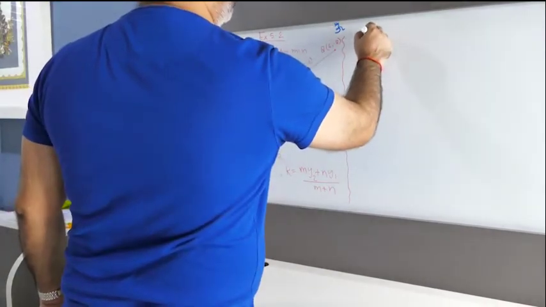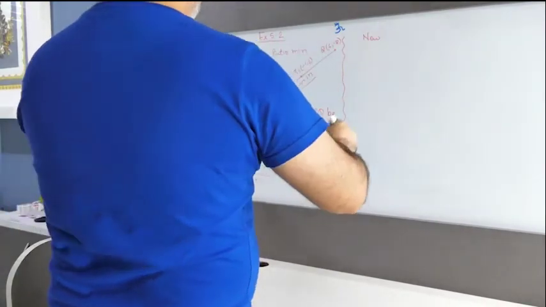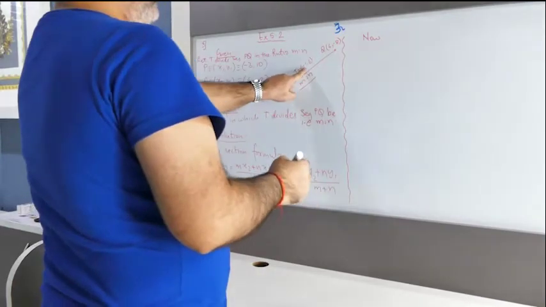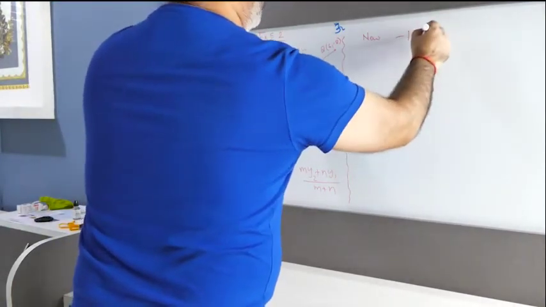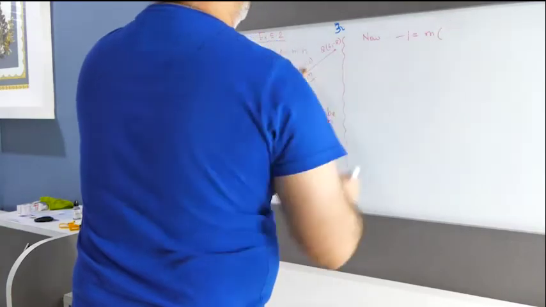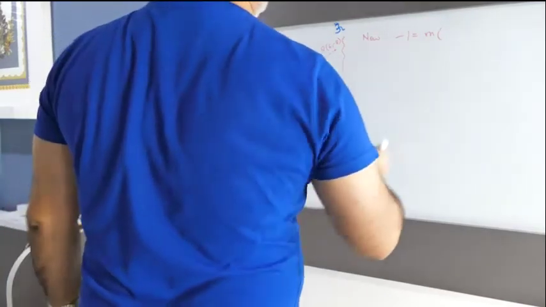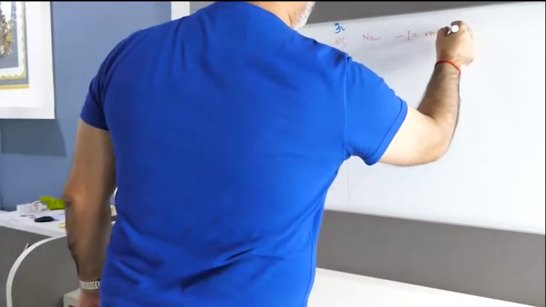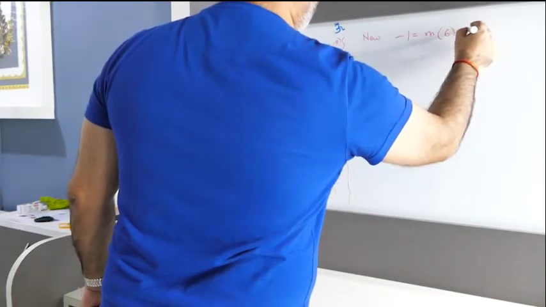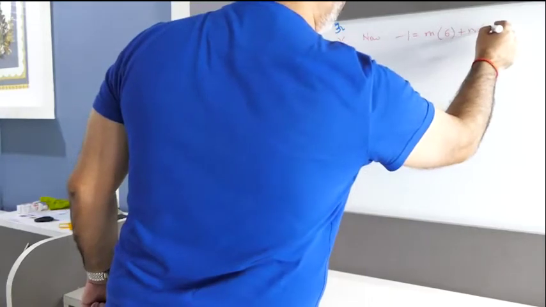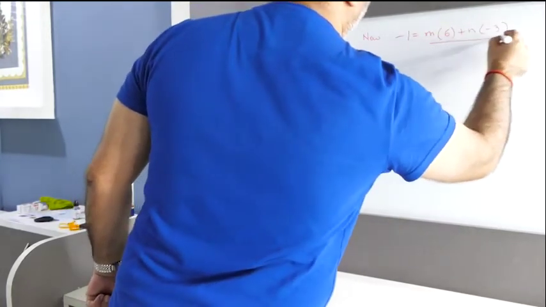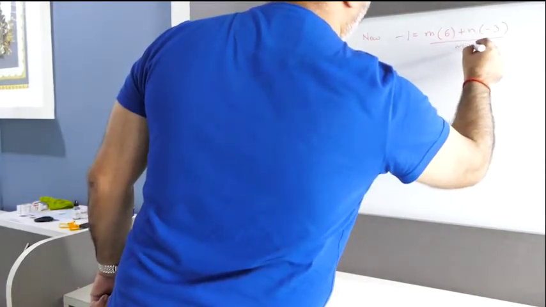So now, what is the value of h? For us, h is minus 1 equals m, we don't know, m into x2, the value of x2 is 6, plus n into x1, the value of x1 is minus 3, divided by m plus n.